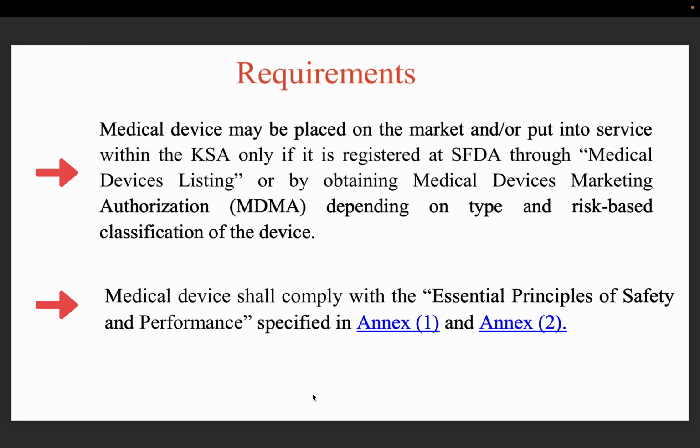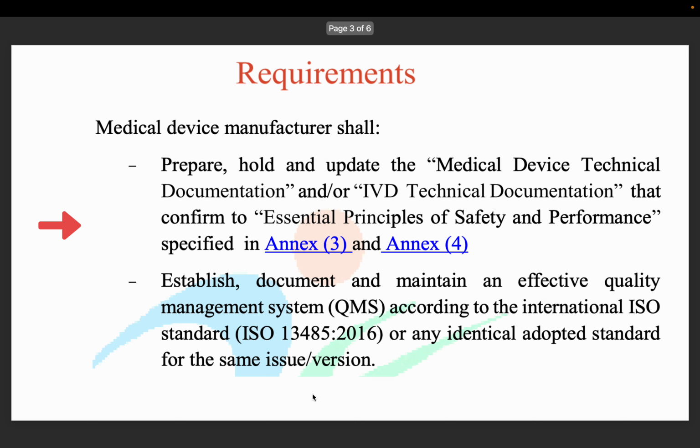The second requirement is to comply that your medical device is meeting all the requirements as per the essential principles of safety and performance, which are also specified in Annex 1 and Annex 2 of the guidance document given by the SFDA. The third requirement is that the medical device manufacturer needs to hold a medical device technical file or technical documentation, which again complies with the requirements as per Annex 3 and Annex 4.